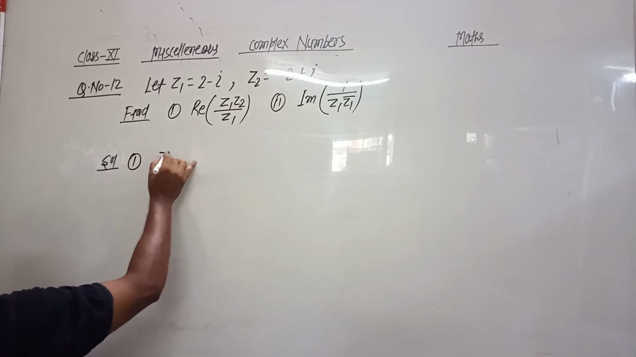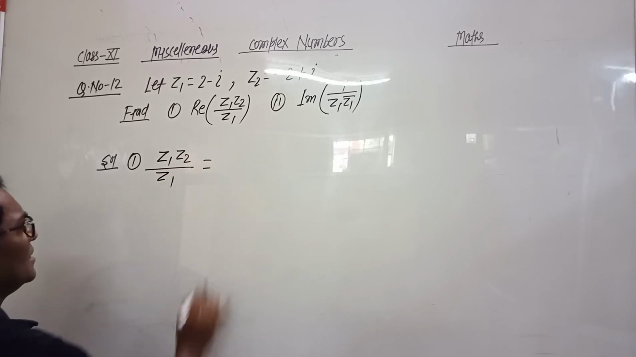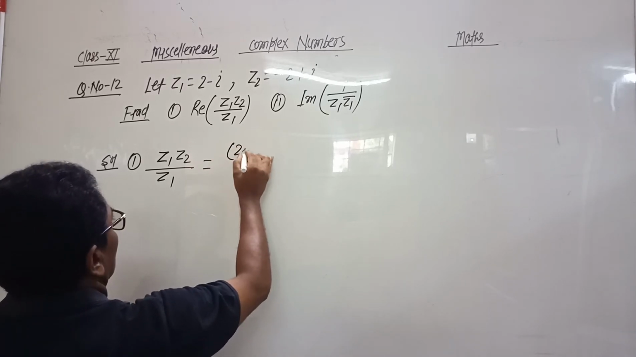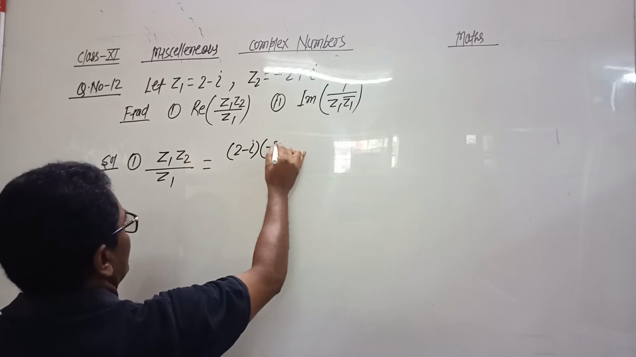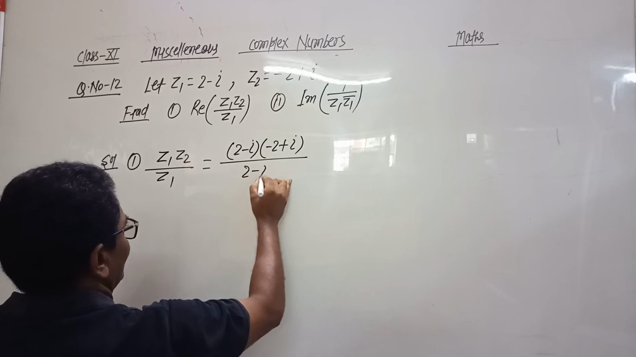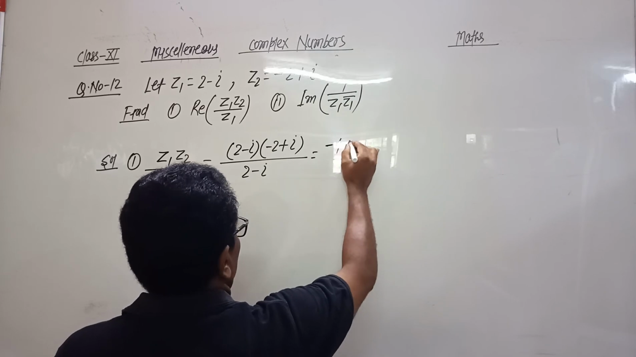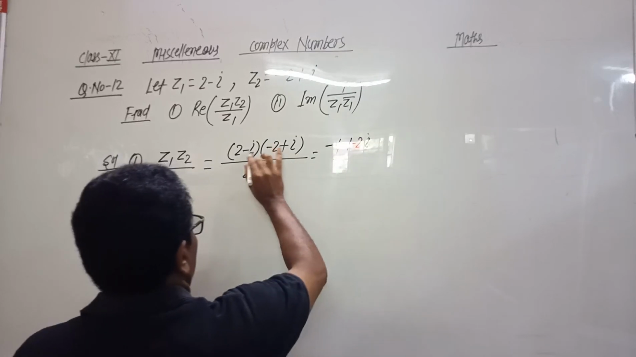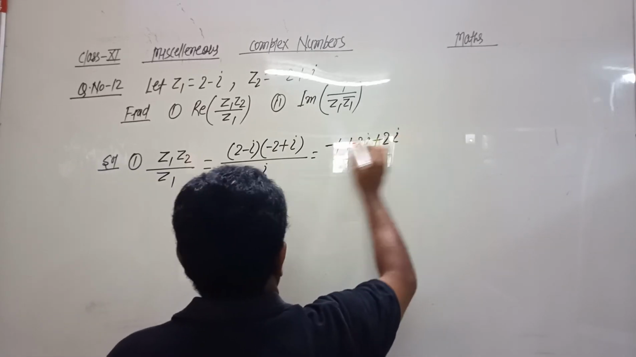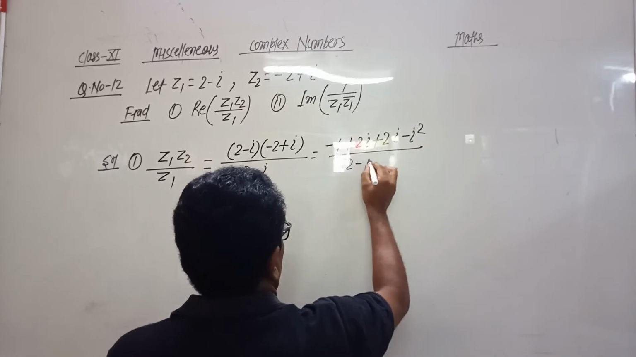Firstly, we will find the value of Z1 into Z2 upon Z1. The value of Z1 is 2 minus iota. Z2 is minus 2 plus iota. So Z1 into Z2 upon Z1: 2 multiplied by minus 2 is minus 4, plus 2 iota, and minus iota times minus 2 is plus 2 iota, and minus iota times iota gives minus iota square, upon 2 minus iota.